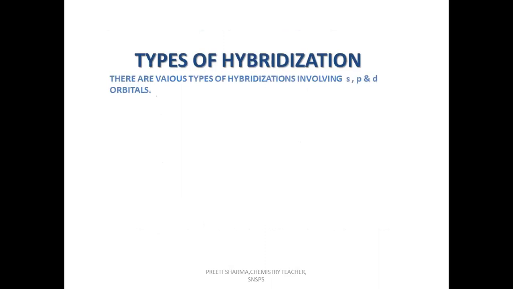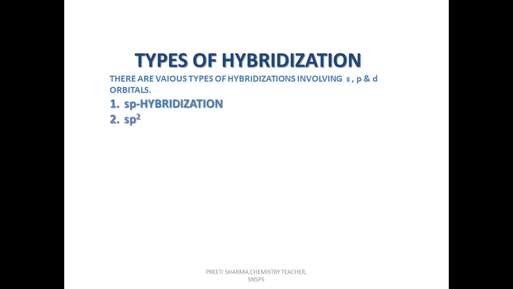There are various types of hybridization involving s, p, and d orbitals. I'm not using f here because only these types of hybridization are there in your syllabus. The first one is sp hybridization. sp hybridization is a type of hybridization in which one s orbital mixes with one p orbital to form sp hybrid orbitals, and the type of hybridization is known as sp hybridization.